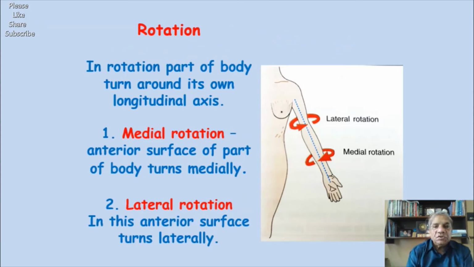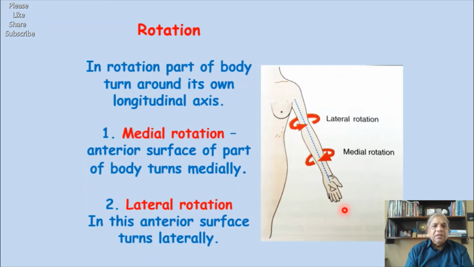Now what is rotation? For understanding rotation, one has to keep the limb, where this rotation is taking place, in the anatomical position. This diagram is showing you that the axis is passing through this dotted line, and this is showing the rotation, here in the upper limb.